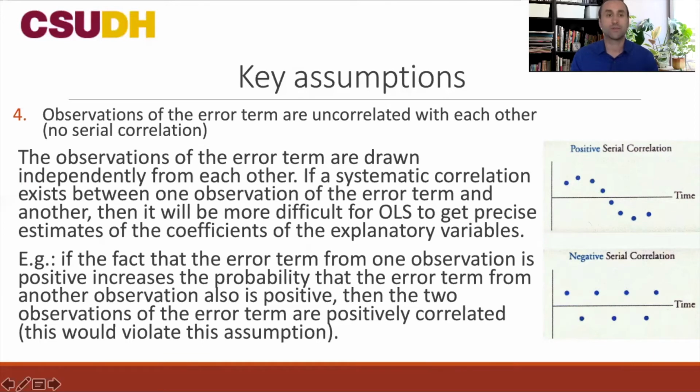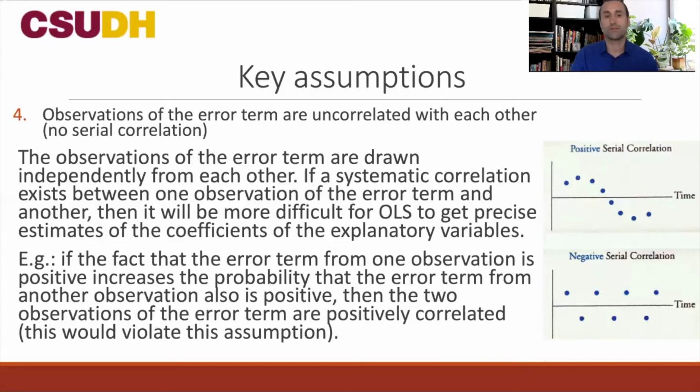Another important assumption is that the observations of the error term are uncorrelated with one another. This is commonly known as no serial correlation. If there is a systematic correlation between one observation of the error term and another, in other words, the individual observations of the error term are somehow in a pattern, as you can see in these charts here, then it would be more difficult for the ordinary least squares approach to get a precise estimate of each coefficient.